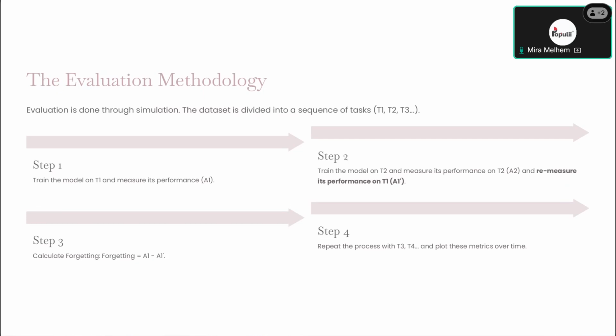The final step, step four, is to repeat with T3 and T4 and beyond. We continue this process with task 3 and task 4 and so on until we finish the whole data set. Each time we train on a new task, we test on all previous tasks as well and calculate improvements and forgetting in this step. Finally, we plot these metrics across time and look at the whole picture to see where it went wrong and where it developed correctly. This gives us the whole picture of the system's evaluation across time, not just one single moment.